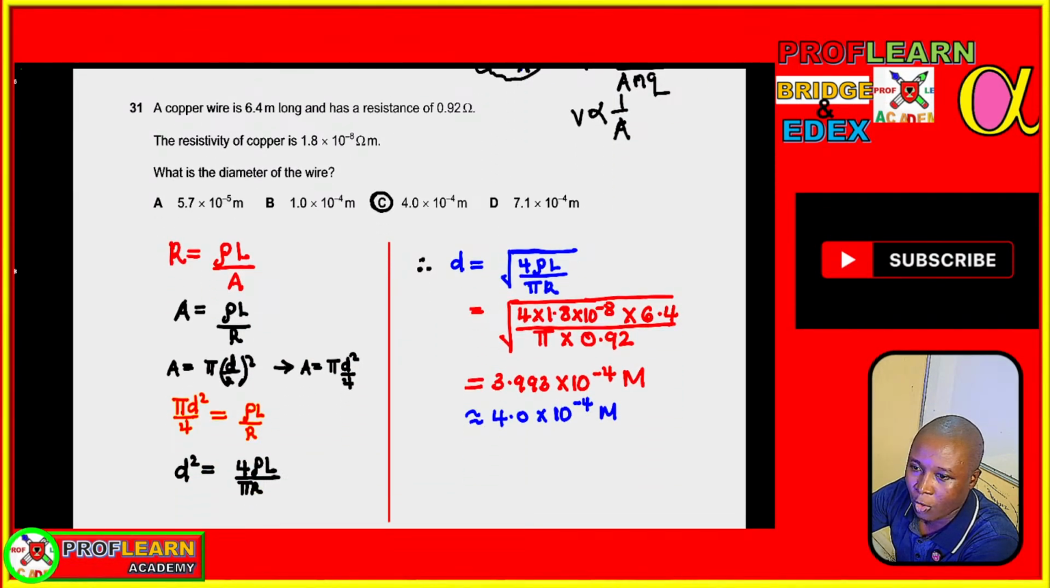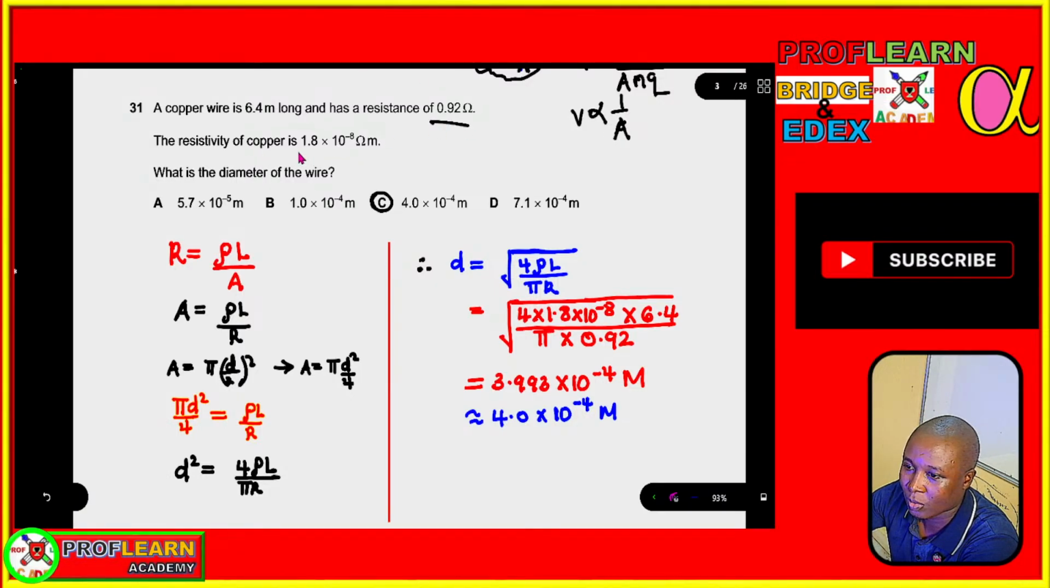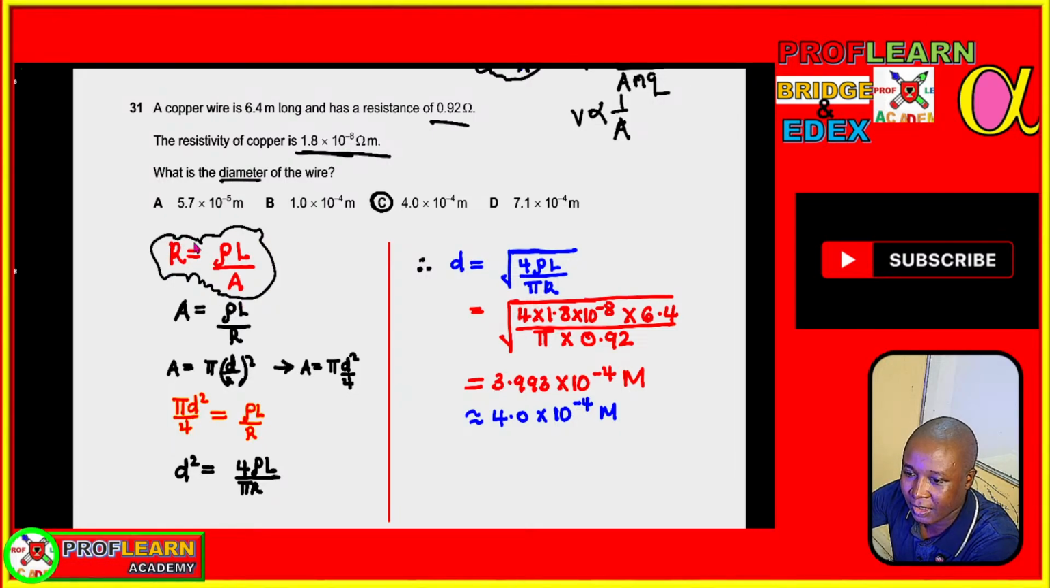Yeah, so a copper wire is 6.4 centimeters long and has a resistance of 0.92 ohms. The resistivity of copper is 1.8 times 10 raised to power negative 8. So what is the diameter of the wire? In order to answer this question, we need to understand that resistance is equal to resistivity times length over cross-sectional area.